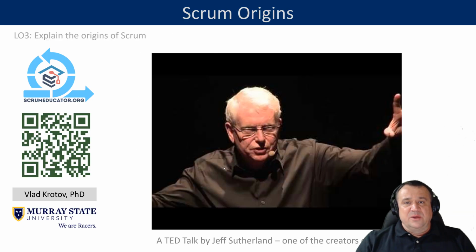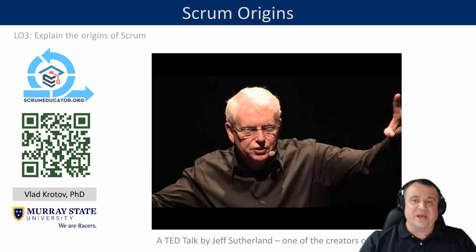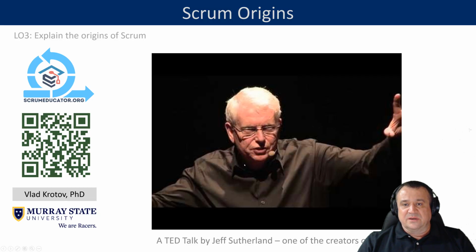Now, if you want to learn more about the origins of Scrum, where it came from, I suggest you read books by Jeff Sutherland. He wrote a number of books about Scrum. But if you don't want to read books, go to YouTube and search for a TED Talk by Jeff Sutherland. In this talk, he talks about his life experience in the military, as a software engineer, as a manager at a bank, and how all of those experiences led him to formulating some of the main principles or values of Scrum, and how it led him and his colleagues in the creation of the entire Scrum framework.